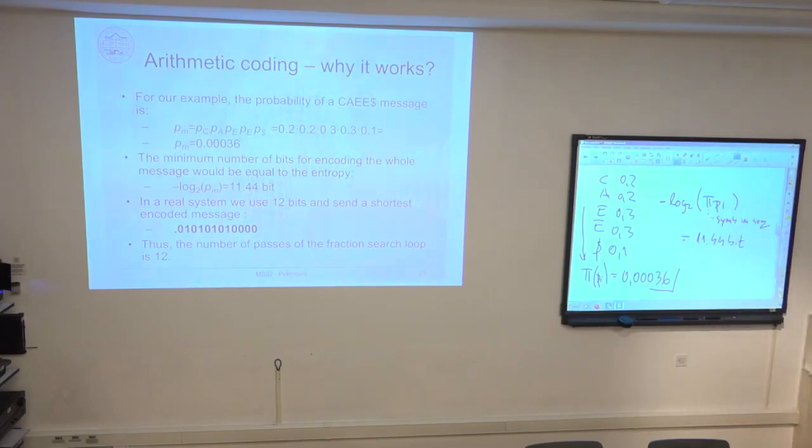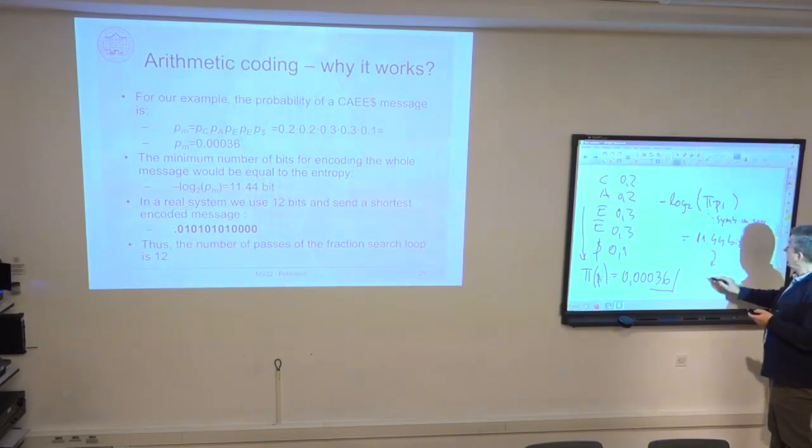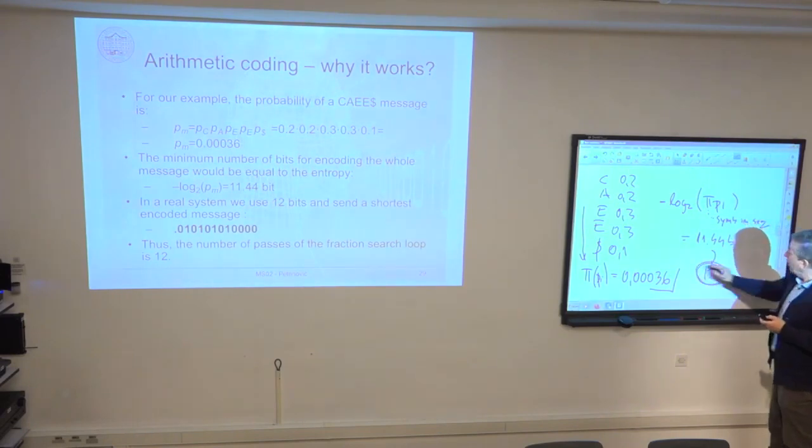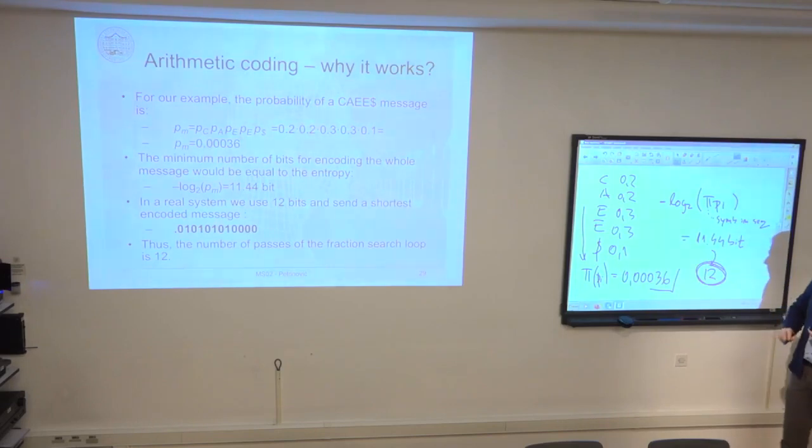Then I have to take the first larger integer, because the message must be of integer length. So after getting 11.44, I take the first larger integer value, and that is 12. So I know that the message should be 12 bits in length. And this number will always be a 12-bit fractional number in the range that I have selected. In any range, it's very important to stress this.